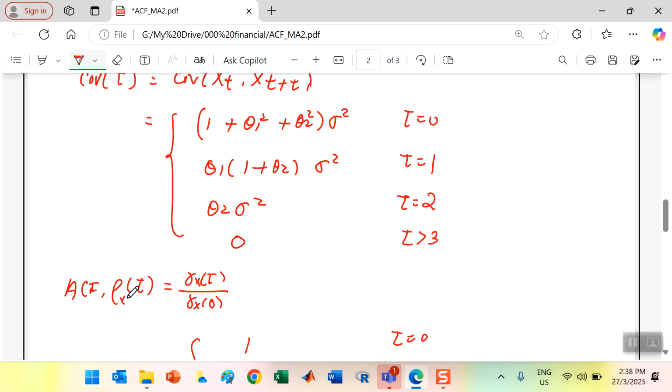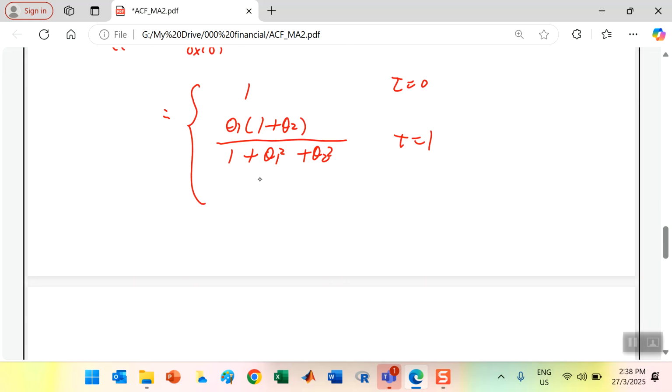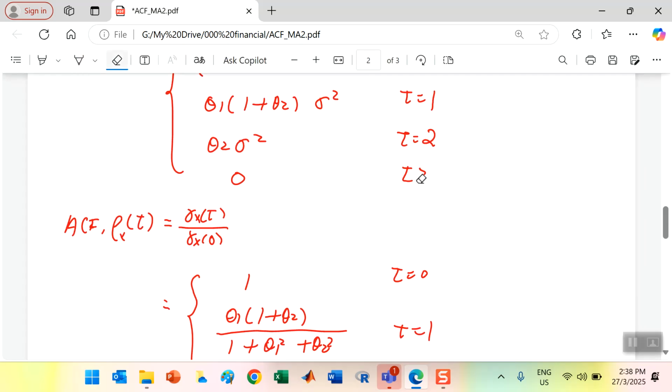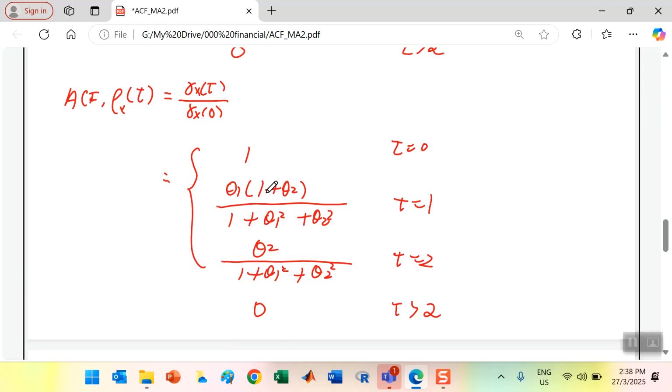So for ACF lag 2, this over this. Then you have theta 2 over (1 + theta 1 square + theta 2 square). So this is tau is 2. And the rest of them are all 0, when tau is larger than 2. Okay, so this will be our ACF for MA2.